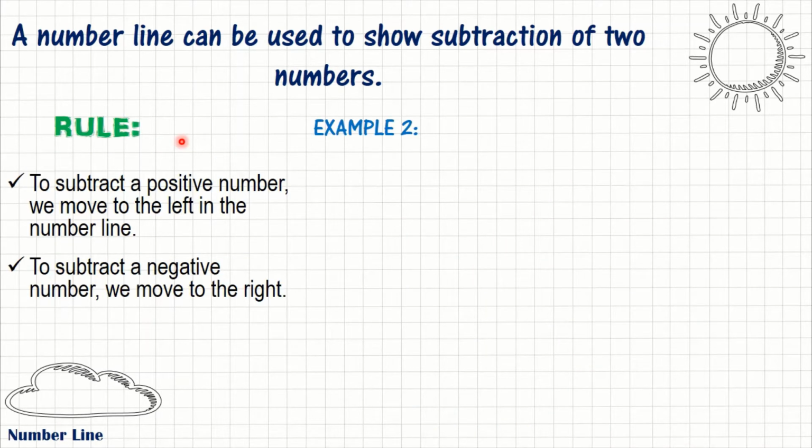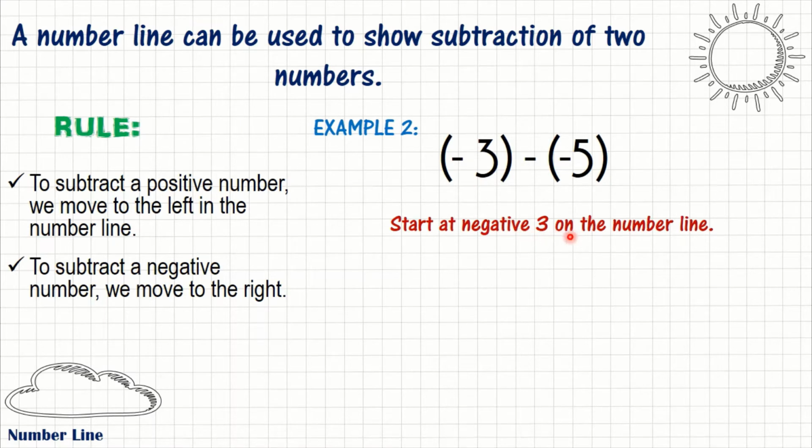Example number 2. If we have negative 3 minus negative 5. Dito, i-minus natin yung negative 5 dun sa negative 3. So, first, start at negative 3 on the number line. Next, move to the right 5 spaces. So, right way, yung gagamitin natin, it is because yung subtrahend natin ay negative.